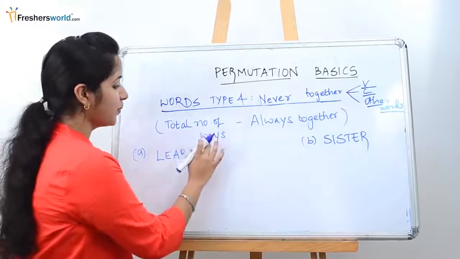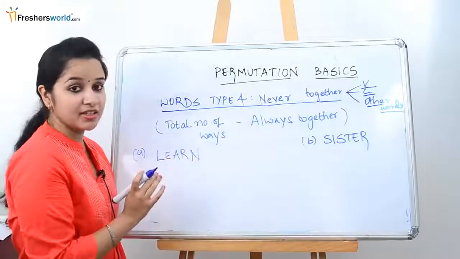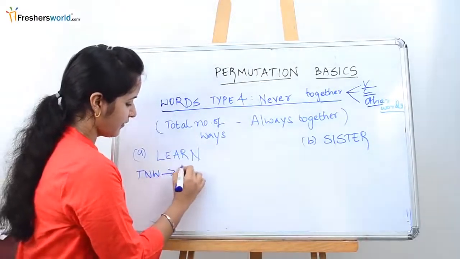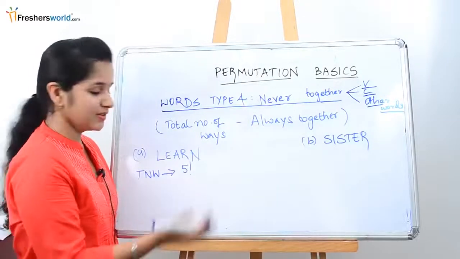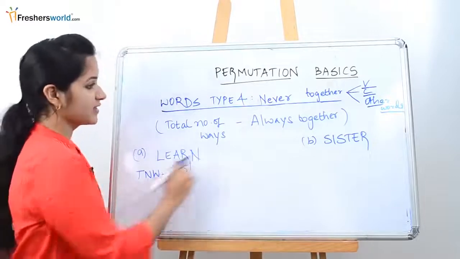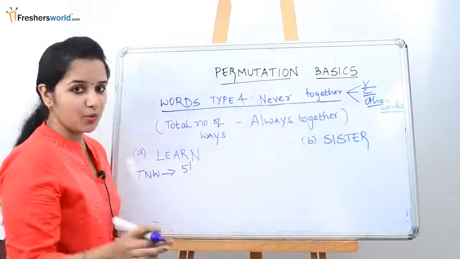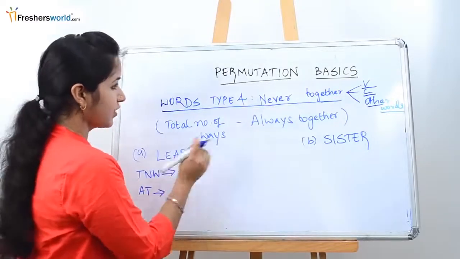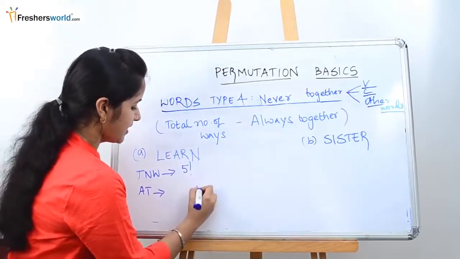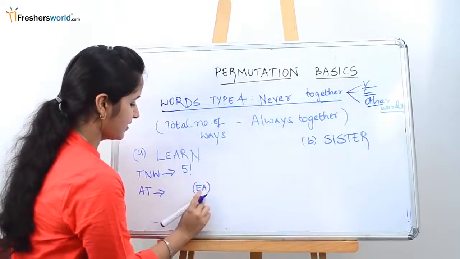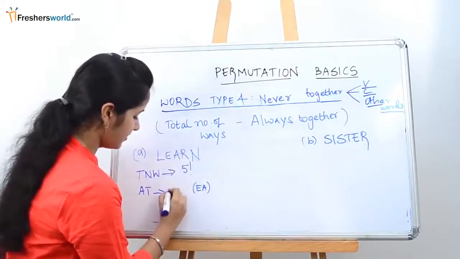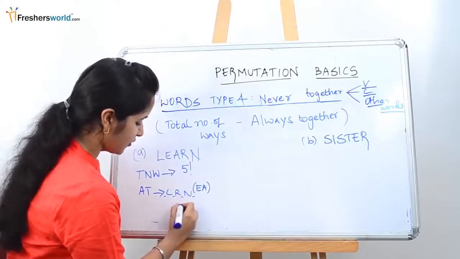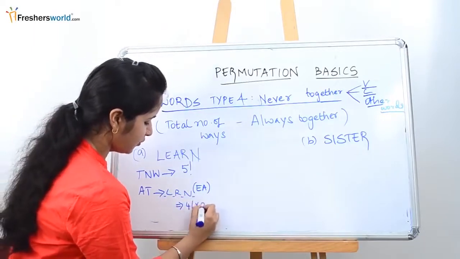What is the total number of ways the word LEARN can be arranged? It's nothing but 5 factorial. We don't have a repeated letter, so nothing will come in the denominator. Next, always together. How did we do the sum always together? Vowels are always together, so E and A will be together, and the remaining are L, R, N. What are the spaces here? 4 spaces we have. So we did 4 factorial into 2 factorial.